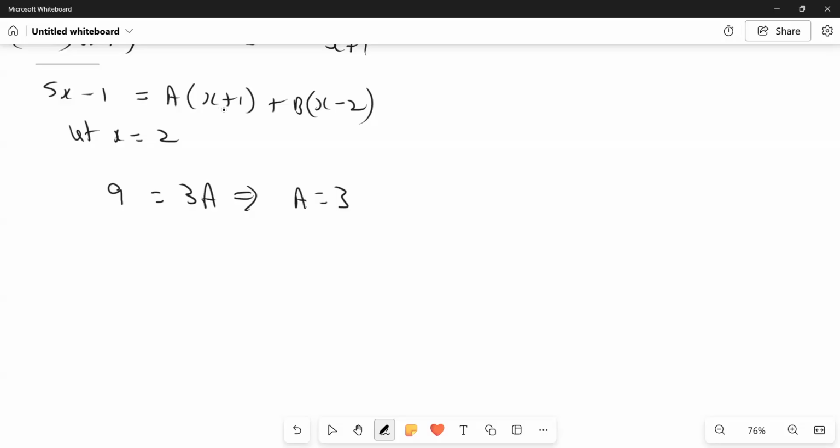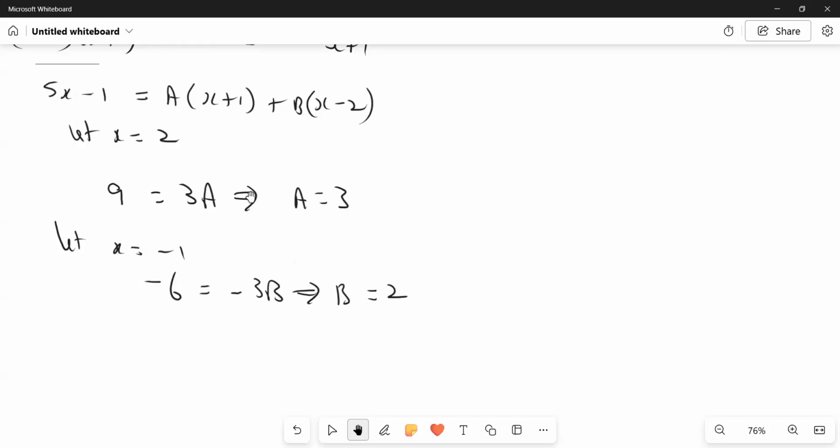Next, we want to find the value of B. So we can probably say let x equal minus 1, right? And what that does, that actually eliminates this A, right? So you put minus 1 in here. 5 times minus 1 is minus 5. Minus 1 gives you minus 6 equal to minus 1 minus 2, minus 3. You get minus 3B, which implies that B equals 2, right? So we got a value for A, we got a value for B, right?